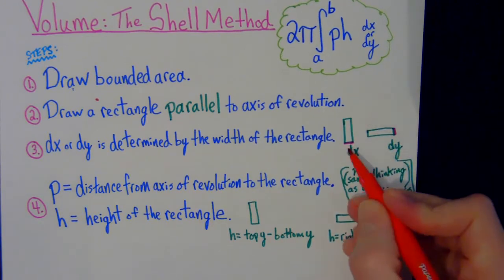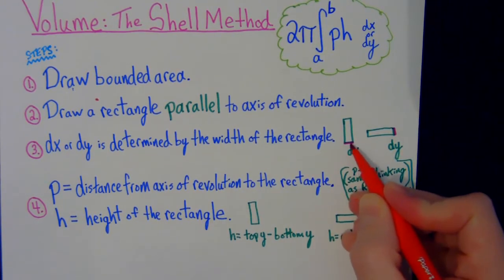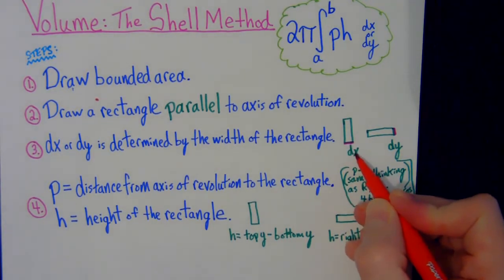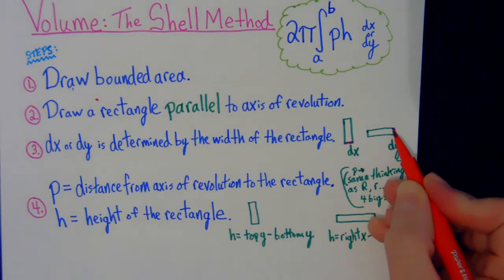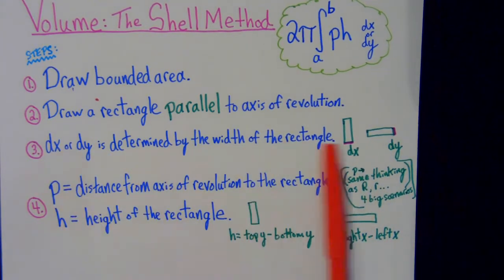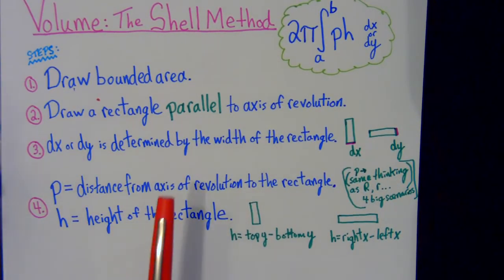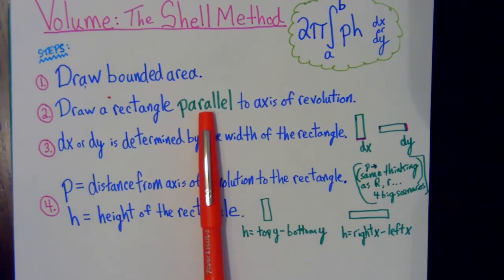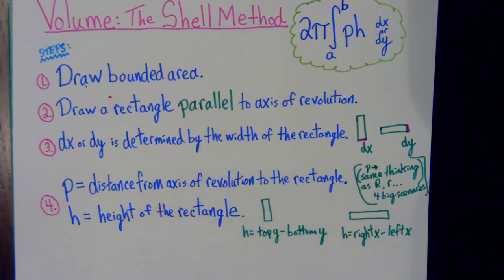So if you draw it up and down, that little part, remember the width is a little part, that's horizontal like the x-axis is, so that's a dx problem. If you draw sideways, that little part is vertical like the y-axis is, that's going to be a dy problem. So that's the same as the disk method. So far of these first three steps, the only difference is we're going to go parallel versus perpendicular from the disk method to the shell method right there, right?